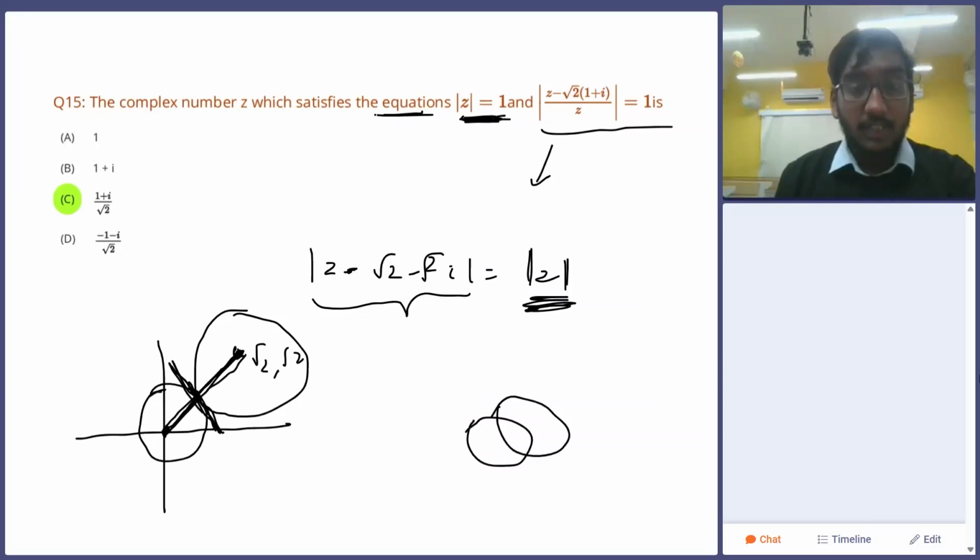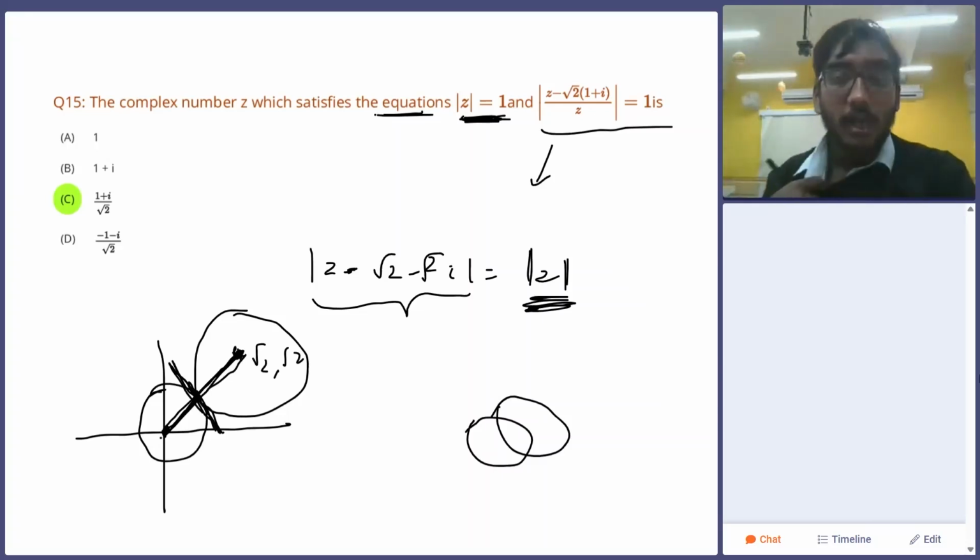Because see, total length is 2 units from this to this point. Okay, 0 comma 0 to root 2 comma root 2, and radius of the circle is what? 1 unit, right? So sum of radius should be 2, right? So it is an external touching.